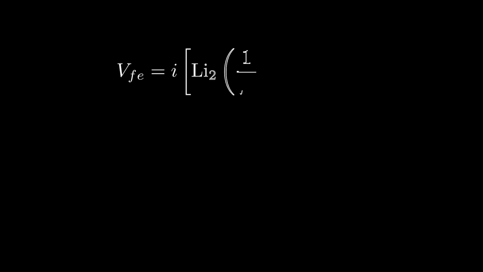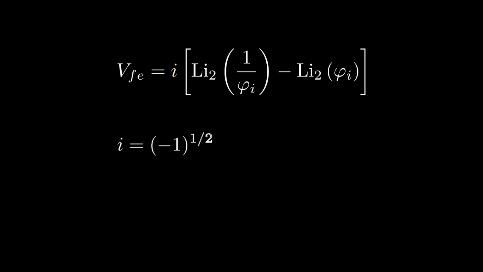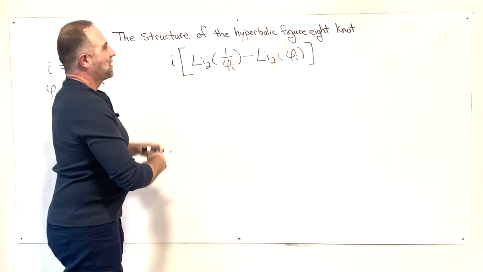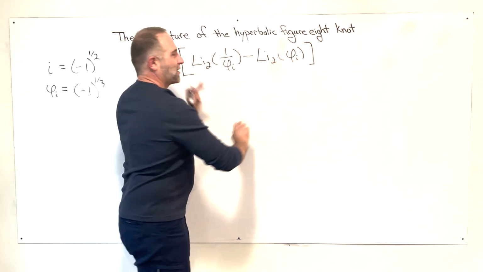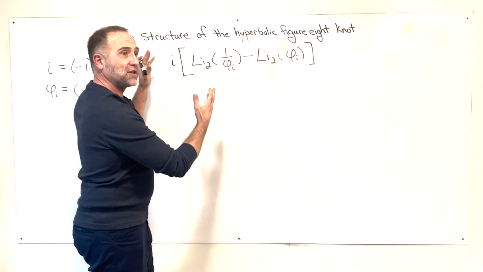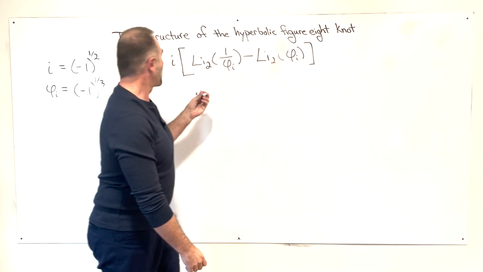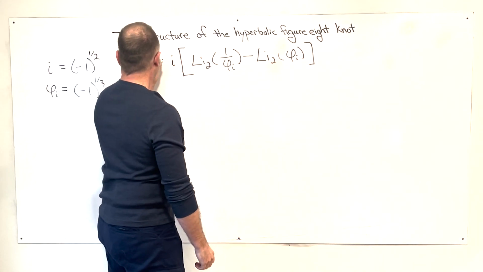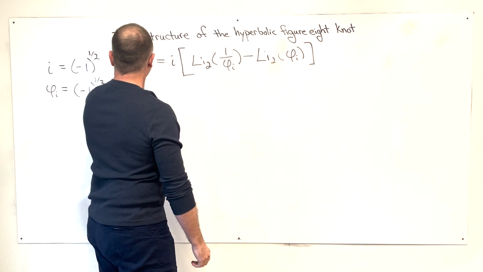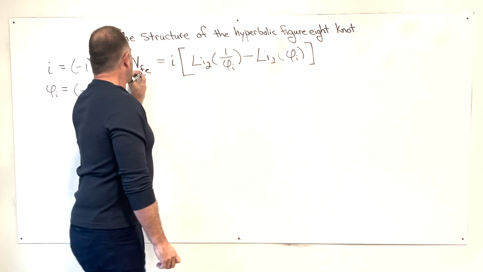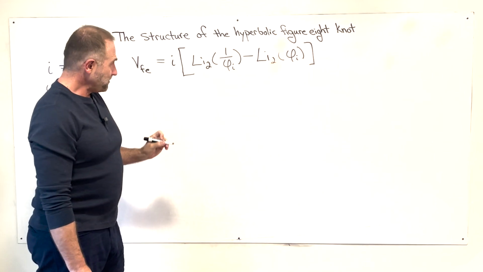Just to remind everyone, i is the square root, or power of 1/2, of -1, and the imaginary golden ratio is the 1/3 power of -1. So this is one of the ways we can look into the structure of the hyperbolic figure-8 knot. This is an equation that gives us the hyperbolic figure-8 knot, right? So, VFE. Now, a couple things we can do.